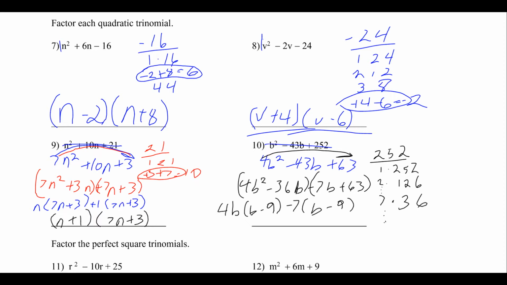So my final answer here is going to be 4b minus 7 and b minus 9. And there we have it. That is a solid answer.